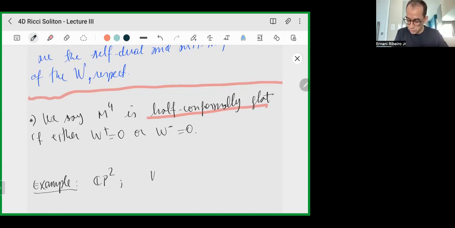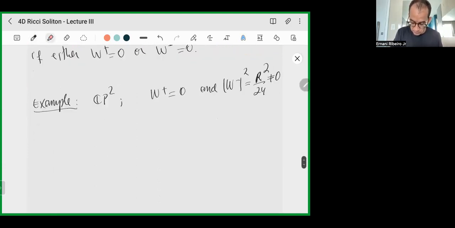In CP2, W plus can be zero, and W minus is the scalar curvature squared divided by 24. And this is not zero. In other words, this is half conformally flat, but not locally conformally flat, which shows that, in fact, the half conformally flat condition is weaker than the locally conformally flat condition. Okay? Let us proceed.